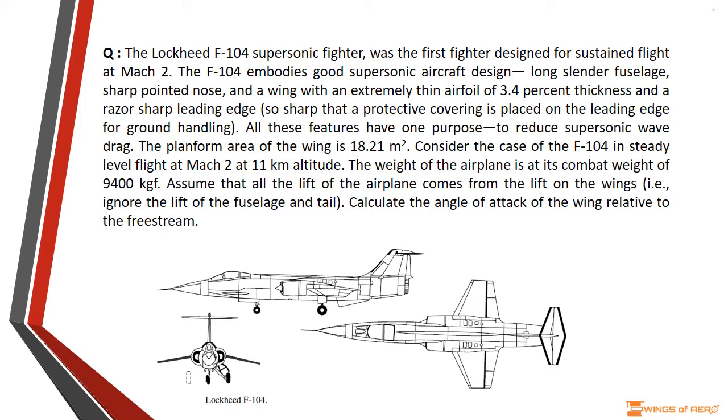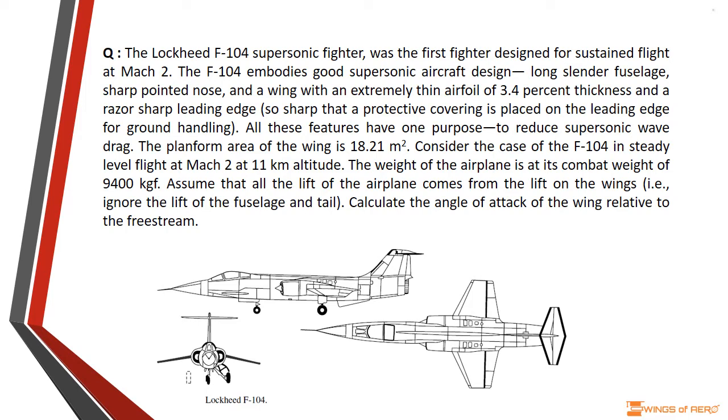The leading edge is so sharp that a protective covering is placed on it for ground handling. All these features have one purpose: to reduce supersonic wave drag. The planform area of the wing is 18.21 square meters. Consider the F-104 in steady level flight at Mach 2 at 11 km altitude.